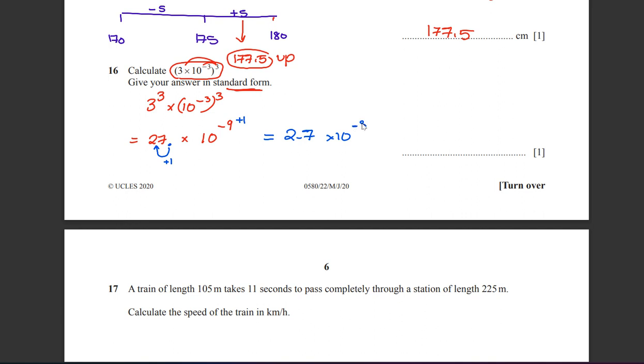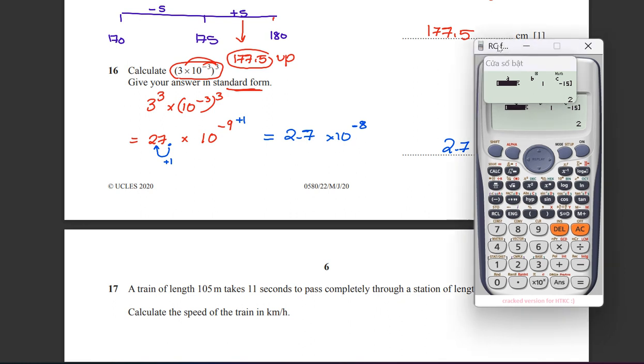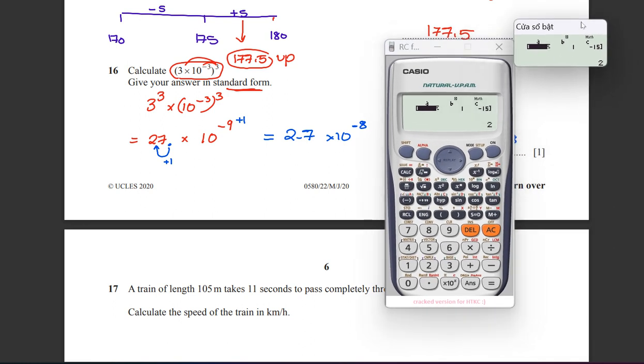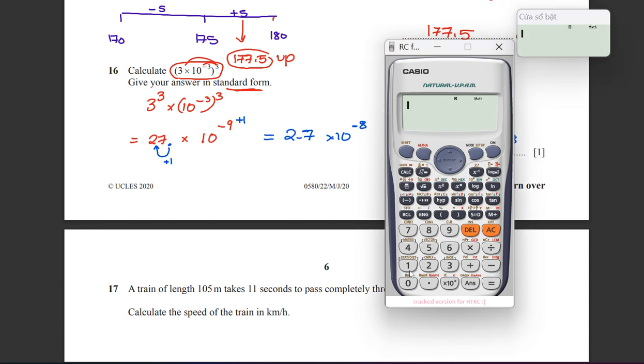And also, we can do it directly with the calculator like this. Open the bracket and write 3 multiply by 10 power negative 9 and close the bracket, all power, sorry, negative 3, close the bracket, all power 3. Press enter, it will give you the final answer directly like this. Okay?